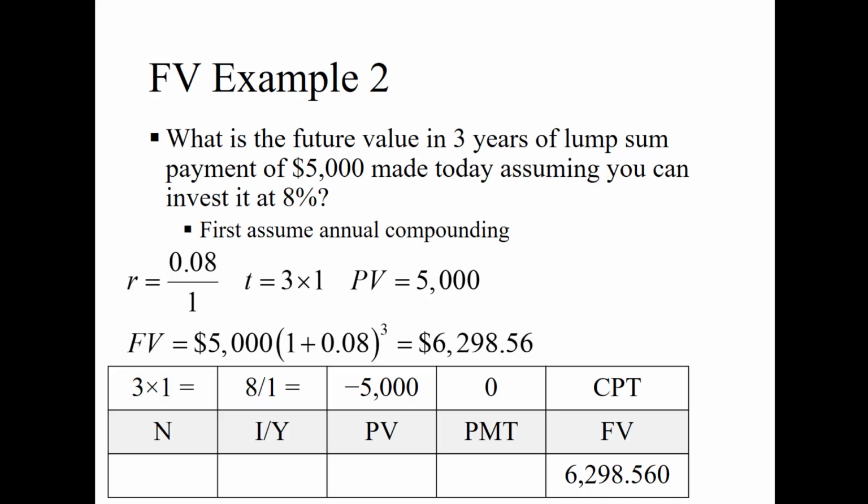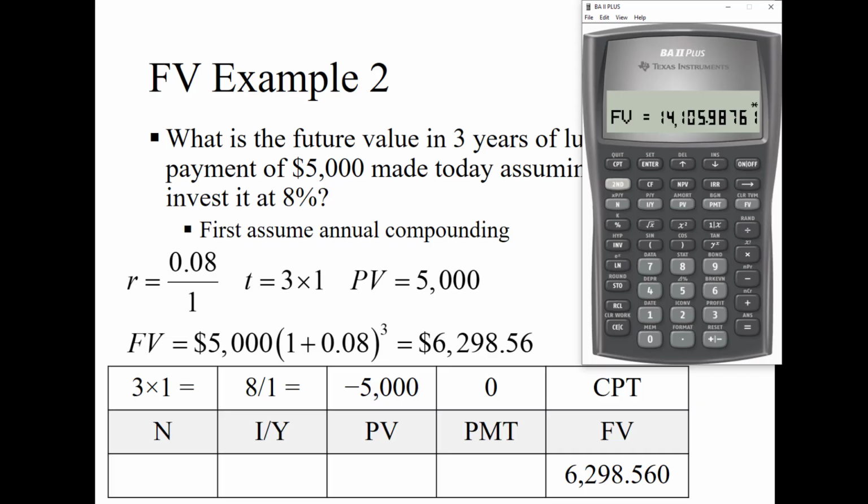In our next example, we're going to look at the future value in 3 years of a lump sum payment of $5,000 made today. And we're going to assume that we can invest it at 8%, and we'll first assume annual compounding. So the first thing I'll do is make sure that I clear the time value of money worksheet, so I'll hit second and FV. And then I'll clear the answer that's stored by hitting clear. And then we'll type in our inputs.